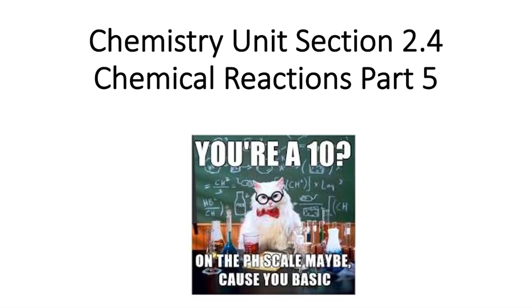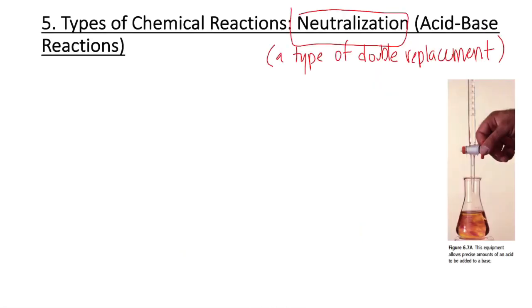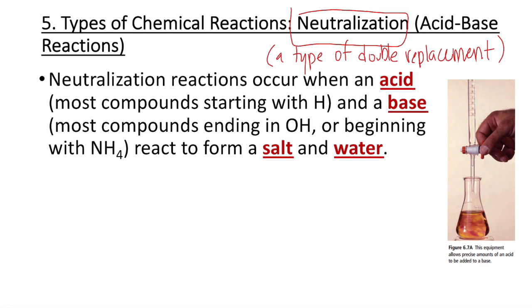So continuing on here with our different reaction types, this is part 5 to chemical reactions. So we are dealing with neutralization reactions, also called acid-base reactions. Neutralization reactions occur when an acid, which is most compounds that start with an H, and a base, most compounds that end with an OH or begin with NH4, react to form a salt and water. So neutralization is actually just a special type of double replacement reaction, but we'll get into that in a bit.